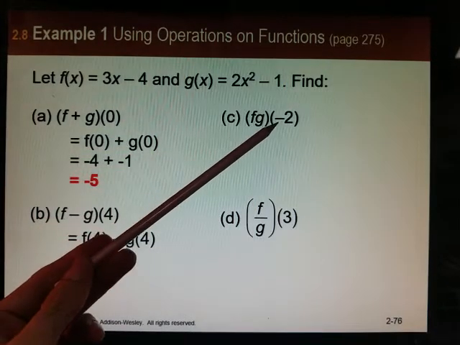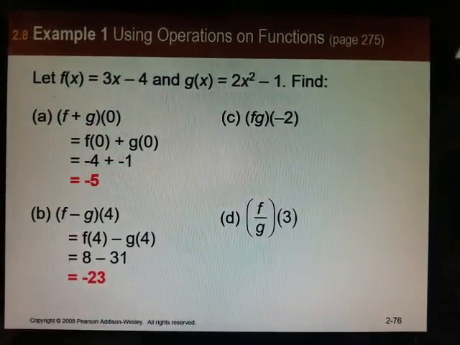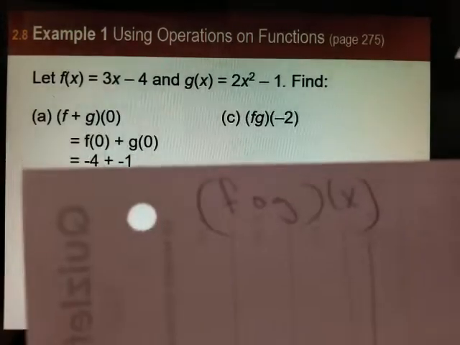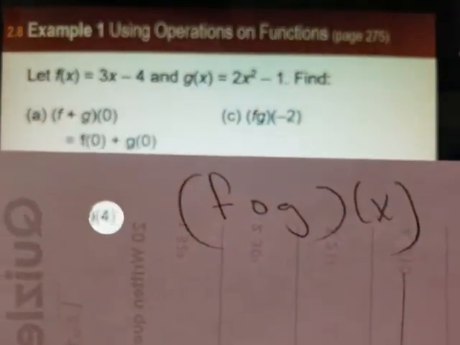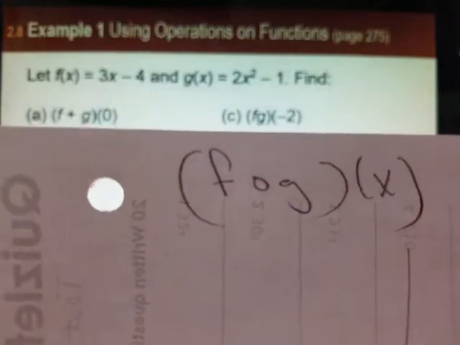F times g of negative 2. Now, I want you guys to understand these are not the composite functions at this point. And here's what I'm referring to. Let me write that down. Okay, f open circle g of x, that's a composite function. That's plugging x into g and the g function into f. That's not what it's asking.